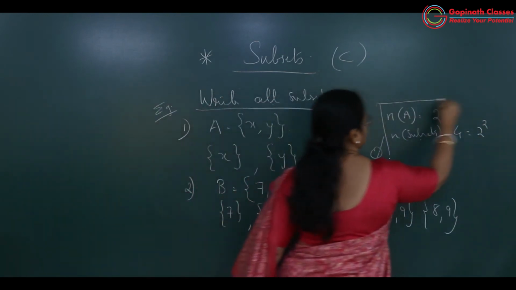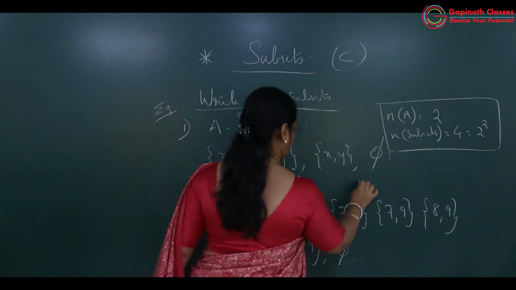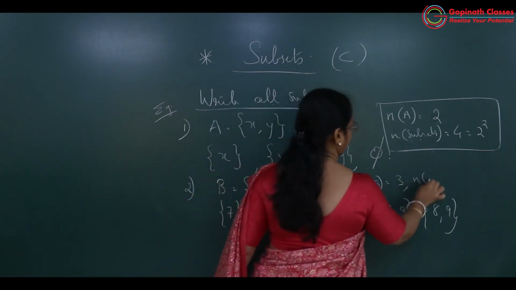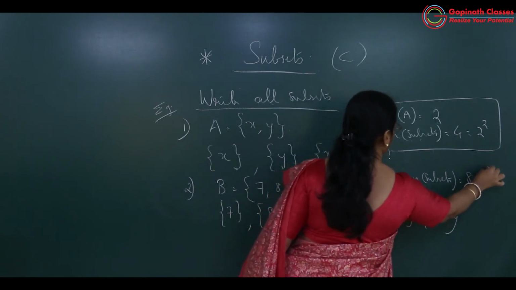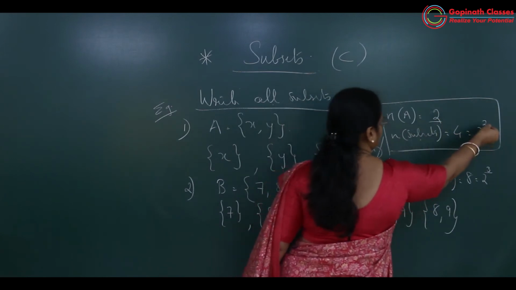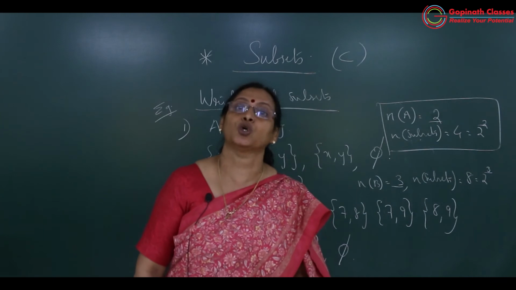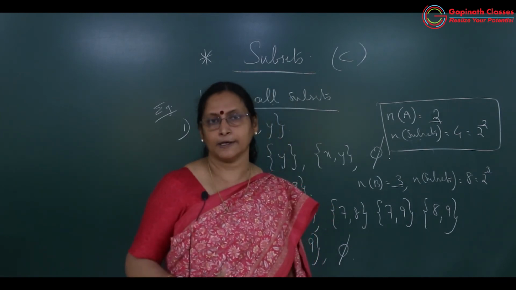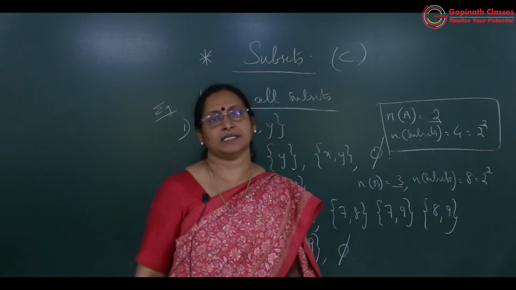प्लीज नोट डाउन दिस. नाउ हियर इन दिस केस you can see what is the number of elements of B? 3. And what is the number of subsets? 8. That is 2 cube. So 3 elements है तो 2 cube, 2 elements है तो 2 square. अगर n elements है तो how many subsets will be there? 2 raised to n. So if a set contain n elements, how many subsets will be there? 2 raised to n subsets will be there.